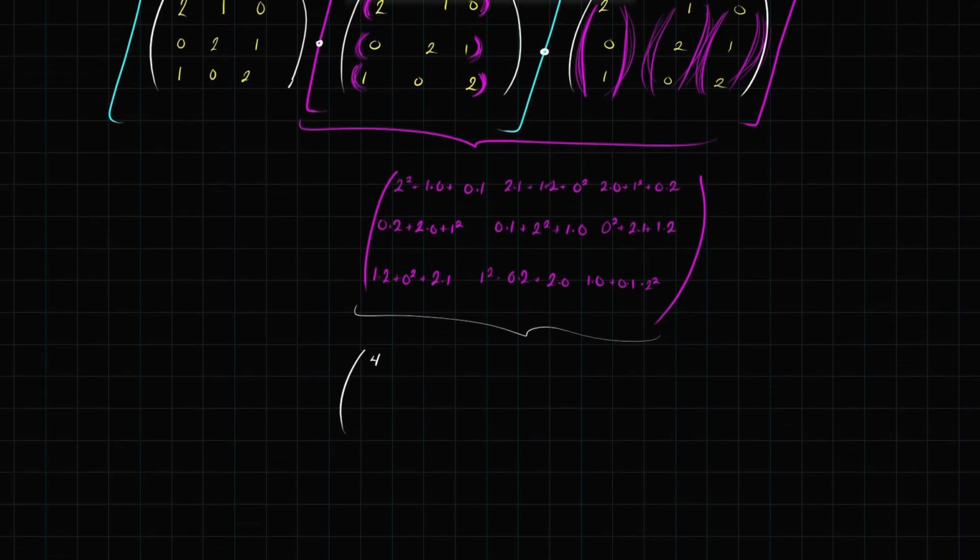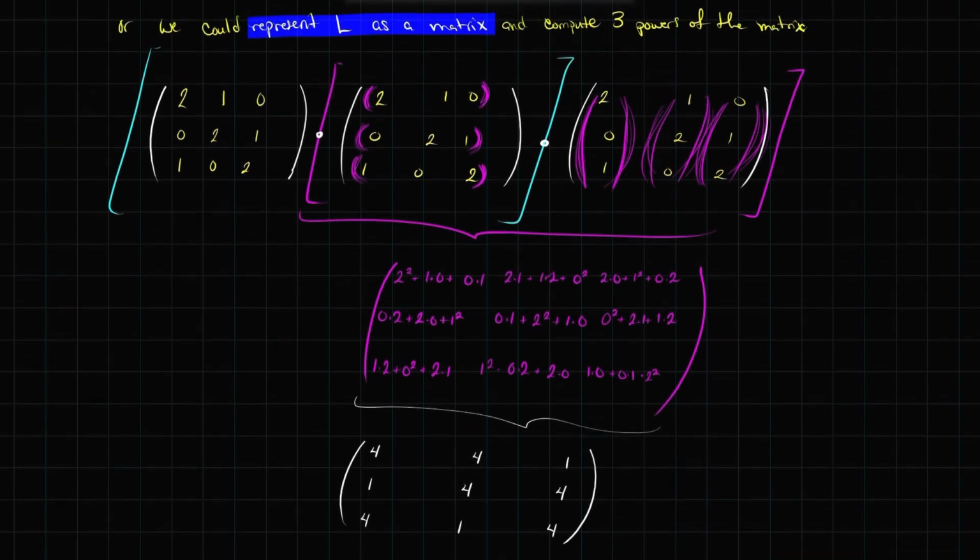If I go ahead and simplify all of the terms that I've written out, I've got 4 plus 0, 4 plus 0, 1 plus 0, 1 plus 0, 4 plus 0, 4 plus 0, 4 plus 0, 1 plus 0, and 4 plus 0. Lots of 4s and 1s sitting around. But anyway, that's me calculating those two magenta terms together.